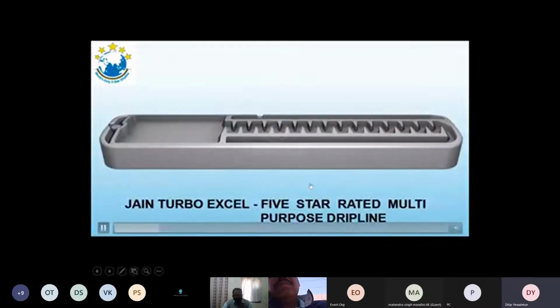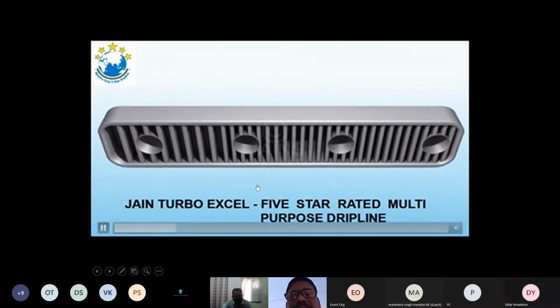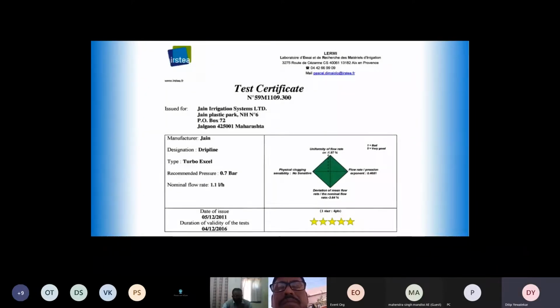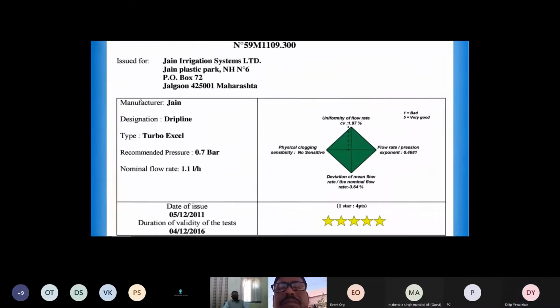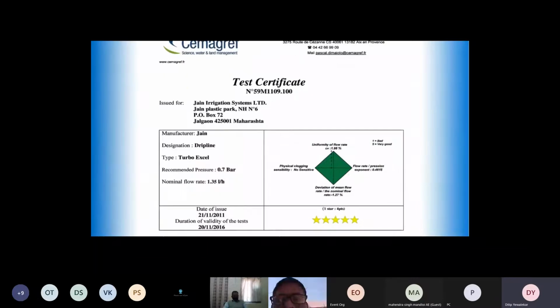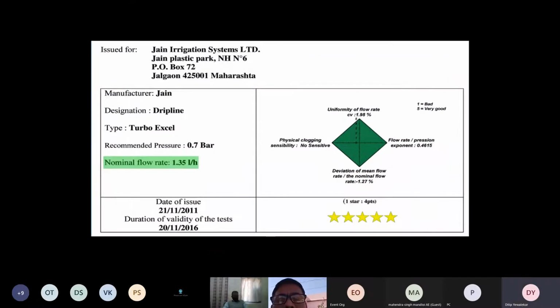See, for each crop, this is a dripper. This is a non-PC dripper. Non-PC means non-pressure compensating dripper. This dripper has a turbulent flow path and the water goes through the path. This is a certificate given by the Semagraph agency located in France, which tests and gives the rating.